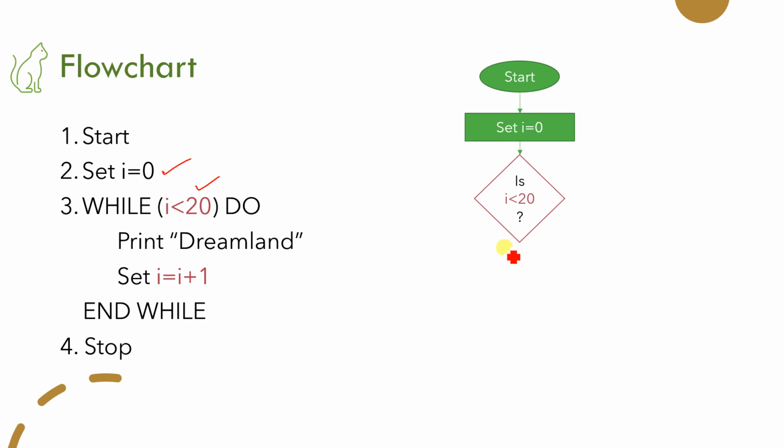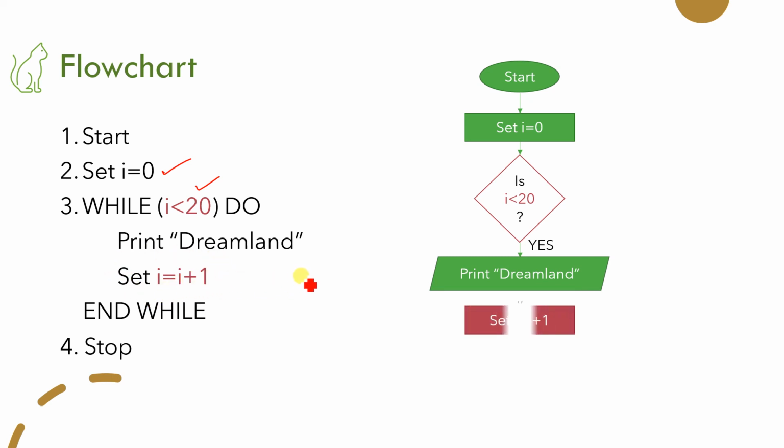If the condition gets satisfied, that is true, then the next is a statement, but the statement is an output line. That's why I have used this particular symbol to write the print dreamland statement. So this is the yes condition. After executing this, we set the value of I, that is I is equal to I plus 1, which is also a processing statement, so I have mentioned it inside a processing symbol. After this, where will it go?